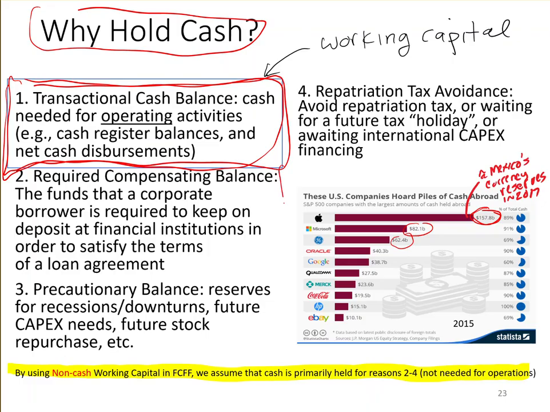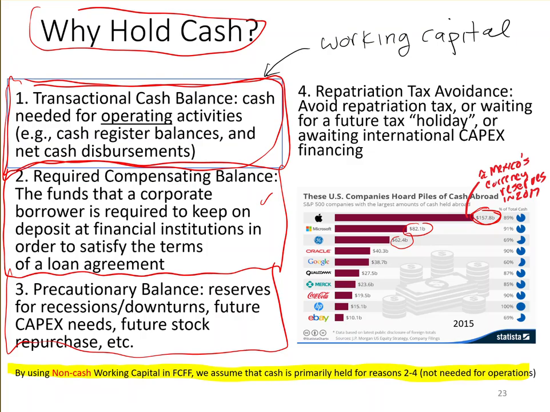So why else do you hold cash? Well, sometimes when an organization or a business borrows money, the bank requires them to deposit a certain amount of that money as a cash balance. That's called a compensating balance. Another reason is sometimes companies just hold cash as kind of a rainy day fund. In case things go wrong, I want to have some cash on hand. Or they're holding it because maybe in the future I want to purchase a competitor. So I'm just holding on to cash for future purchase or in case things turn bad. So we call those precautionary balances.